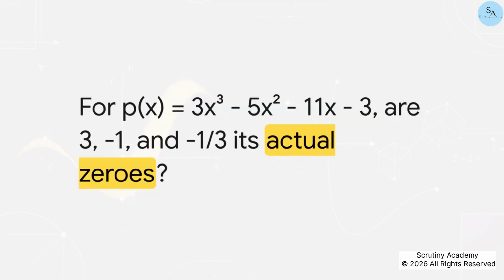All right, now for a medium-level problem exactly like a standard exam question you'd see. Example 7 gives us the polynomial p of x equals 3x cubed minus 5x squared minus 11x minus 3, and 3 potential zeros: 3, -1, and -1/3. What is asked? We need to verify if these 3 numbers are actually its true zeros, and then verify their relationship with the coefficients. We're going to take this one calm, simple step at a time.